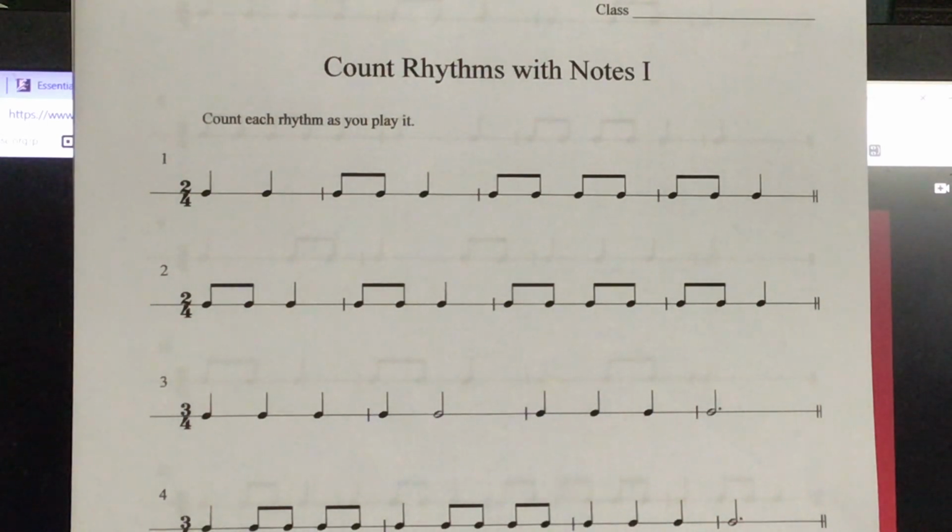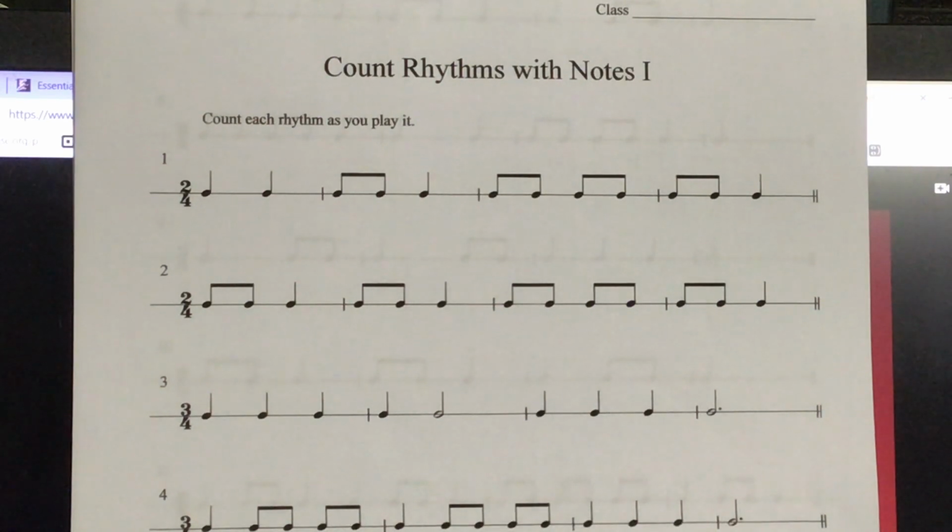1, 2, 1 and 2, 1 and 2, and 1 and 2. So that's the first line. Try number 1 again. Ready, go. 1, 2, 1 and 2, 1 and 2, and 1 and 2.